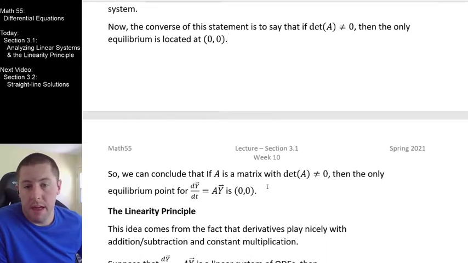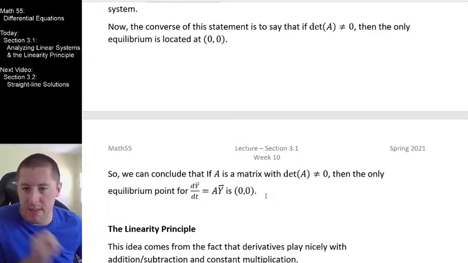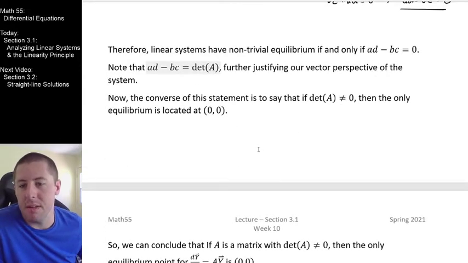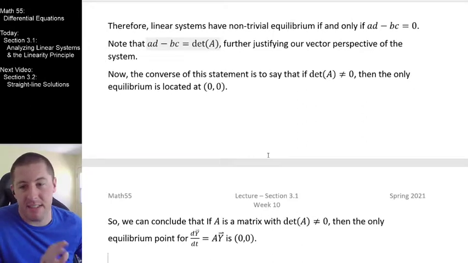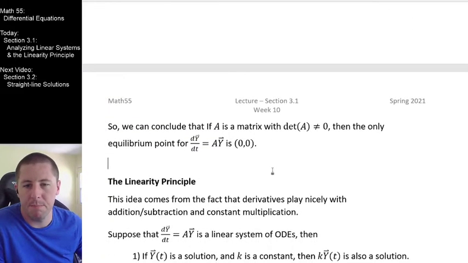So we can conclude that if A is a matrix with the determinant of A not equal to 0, then the only equilibrium point of our system is at 0, 0. And that's the thing we're looking to classify, so that's good. So we can really just focus on this 0, 0 location for our classification of the equilibria, except in the weird cases where the determinant of A does end up being 0. That basically gets its own section devoted to it in 3.5, so we don't need to worry about that too much right now.